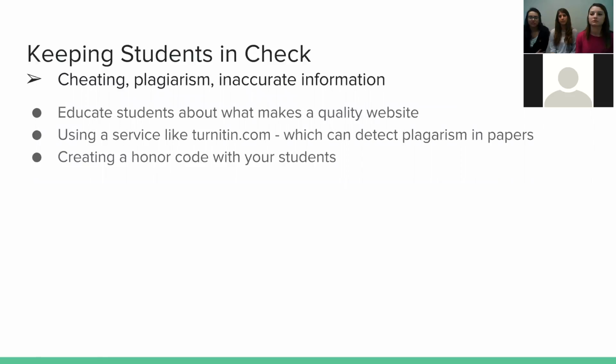So what can we as teachers do to avoid having copyright issues in our classroom? One of the first things we can do is educate our students about what makes a quality website: checking if the source is unbiased, and checking the dates to see if the information is relevant and current to what you are researching. You can also use services like Turnitin.com, which can detect plagiarism in papers. And you can create an honor code with your students, laying out the rules and your expectations, going through it with them, having them sign it, and maybe sending it home to a parent so they know what's expected.